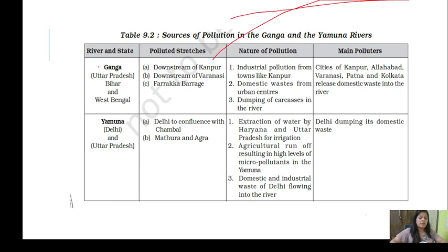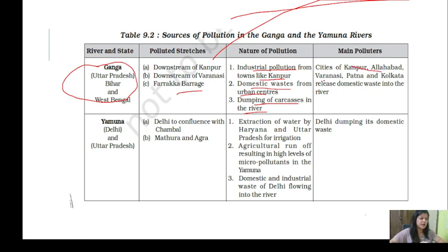When we talk about the Ganga, the states covered are UP, Bihar and West Bengal. So what are the polluted places? Like Kanpur, Varanasi, Farakka Barrage. We talked about the Indira Gandhi Canal, which starts from there only. Nature of pollution: industrial pollution from towns like Kanpur, domestic waste from urban centers, dumping of carcasses in the river. There's a tradition that they dump dead bodies into the river. Yes, I have even myself seen dead bodies at times floating in the Ganga river. I have seen it.